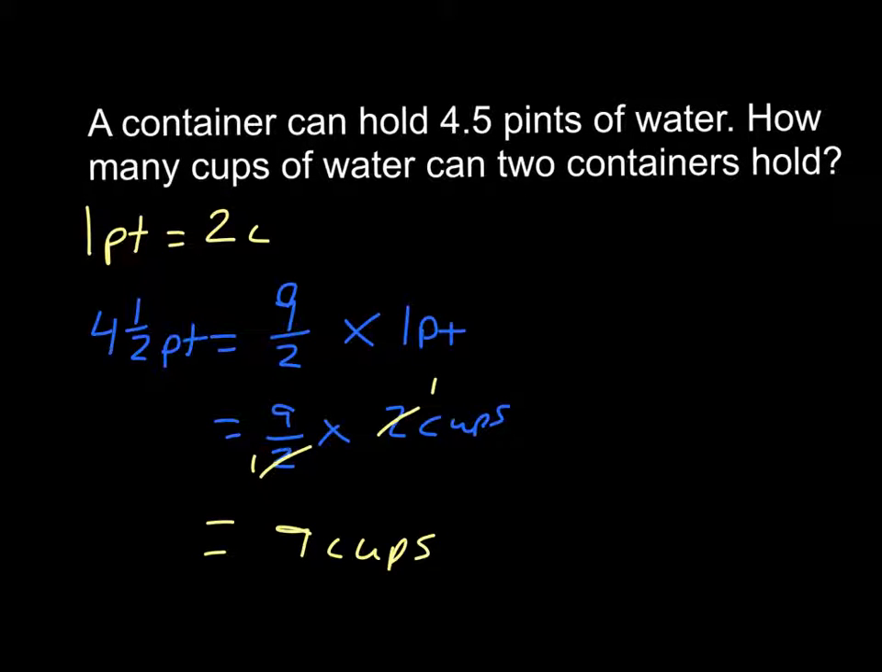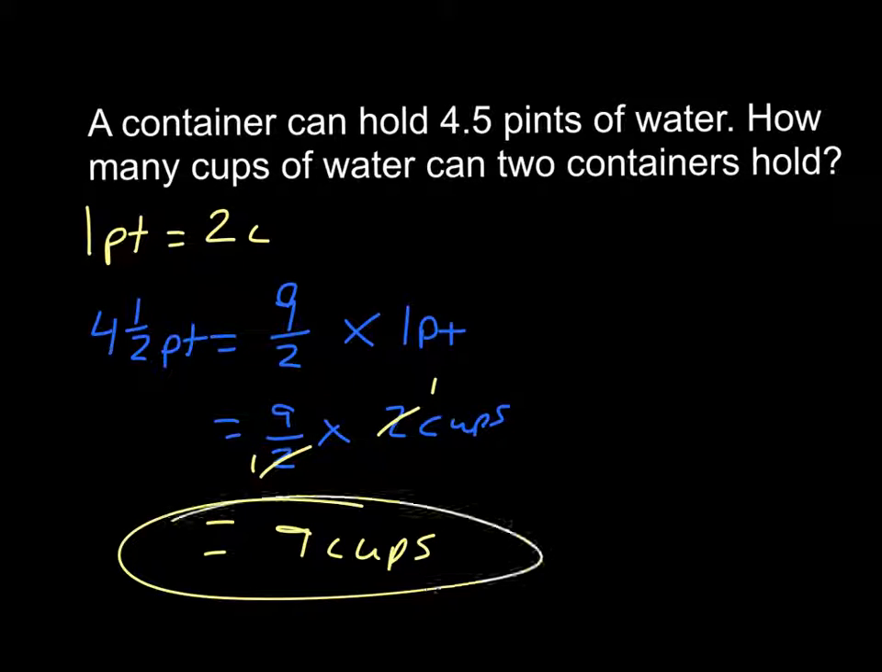When I solve this, I start with 1 pint is the same as 2 cups. And then I go back to the method from yesterday. 4½ pints is the same as 9 halves, remember improper fraction, times 1 pint. 9 halves times 2 cups, and then I simplify the 2's, so I have 9 times 1 cups, which is the same as 9 cups.